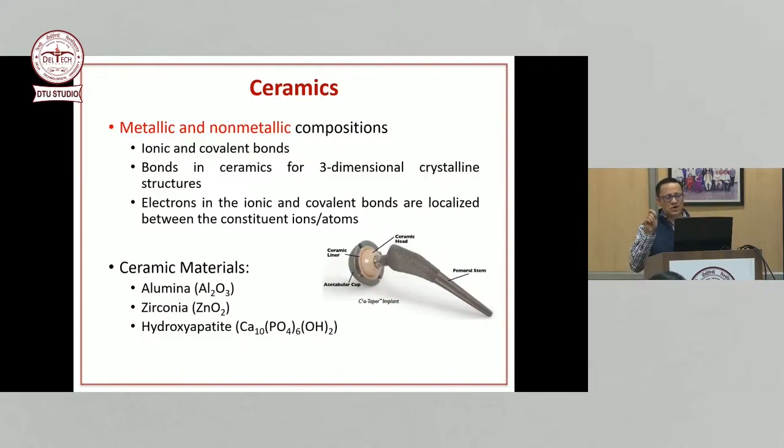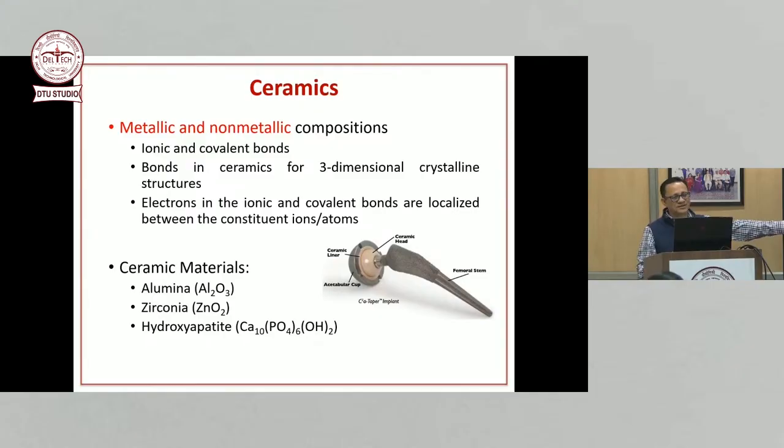We also talked a little bit about ceramics yesterday, that if you drop a plate, it's a very brittle material. Alumina, zirconia, hydroxyapatite are some examples of ceramic materials. This is an example, and we will talk about it a little bit more today, and we will watch a video of a hip implant later.